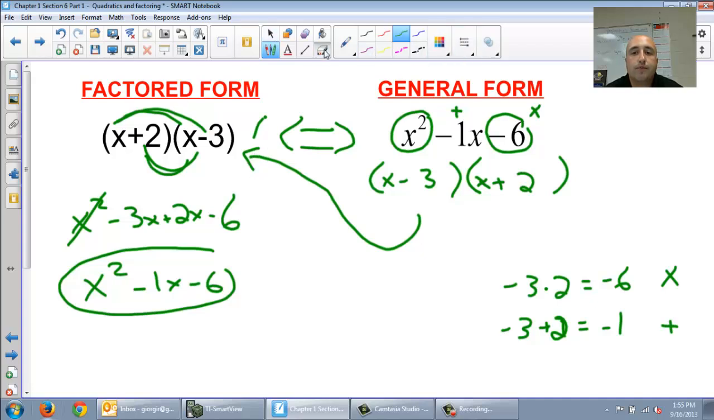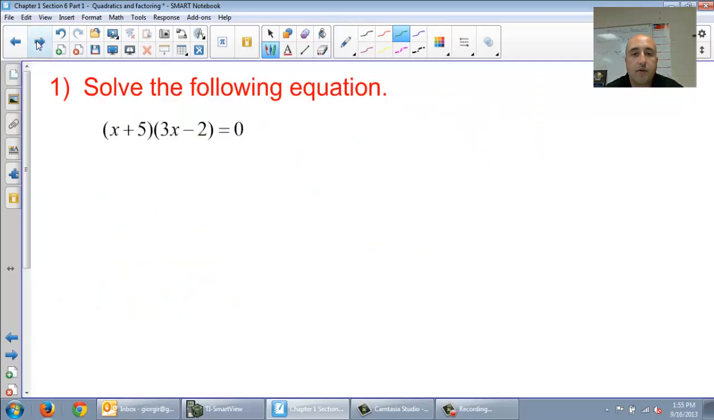So you need to be able to go back and forth from factor form to general and from general to factor. Okay, so what we're going to do is run through a bunch of examples to show you how to solve equations by factoring. If you notice, this one is already factored for us. It always needs to equal 0 on the right to be able to solve the problem. So this is factored on the left, and it already says equals 0. This problem is now pretty easy.